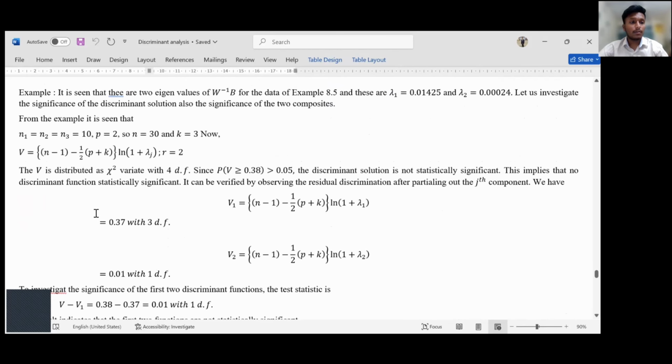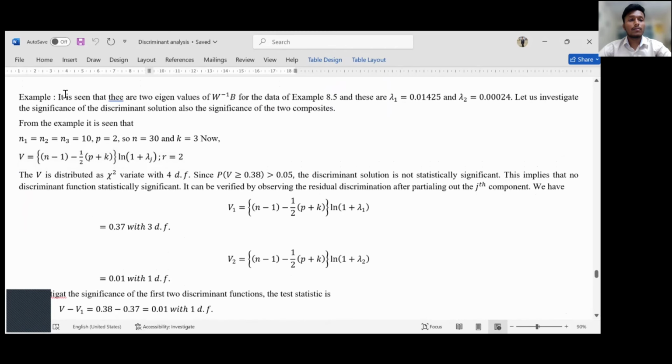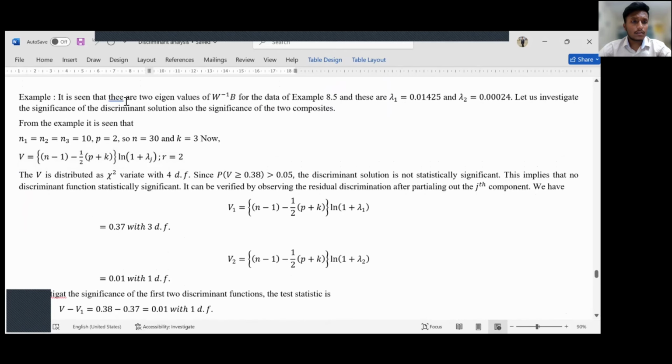So here is the example. It is seen that there are two eigenvalues of W inverse B for the data of example 8.5, the first eigenvalue and the second eigenvalue. Let us investigate the significance of the discriminant solution, and also the significance of the two composites. From the example, it is seen that n1 equals n2 equals n3 equals 10, so there are three groups, p is equal to 2, and so n is equal to 30 and k is equal to 3.